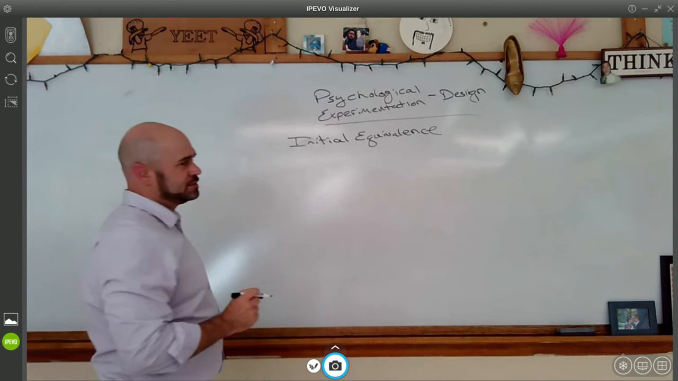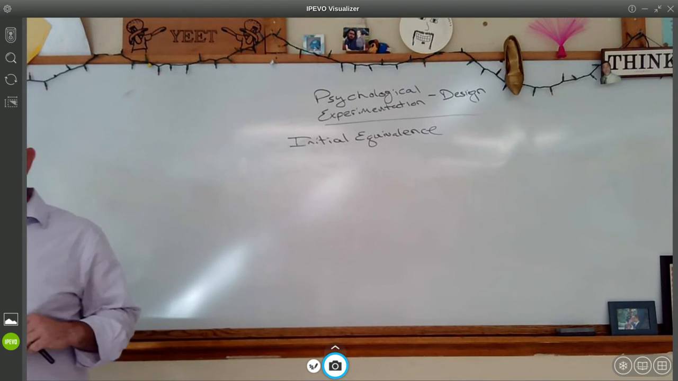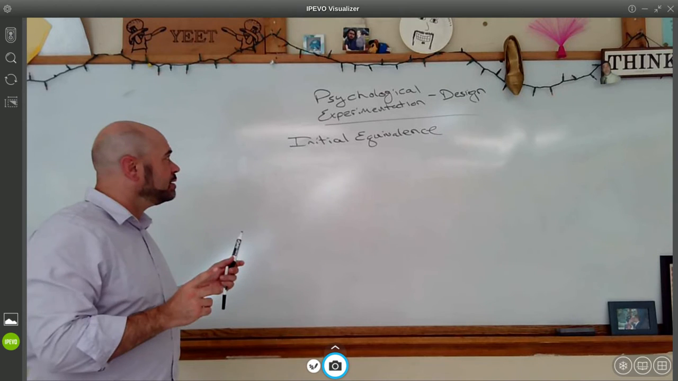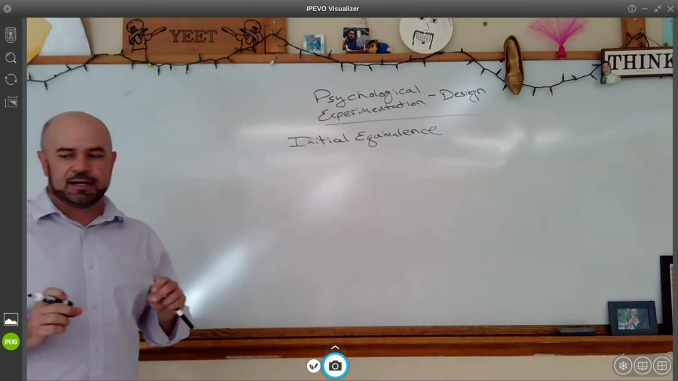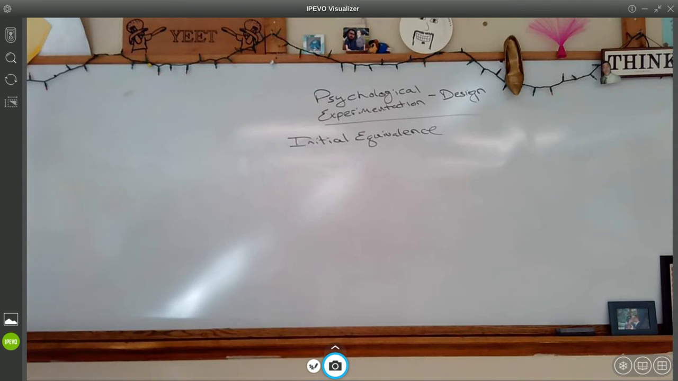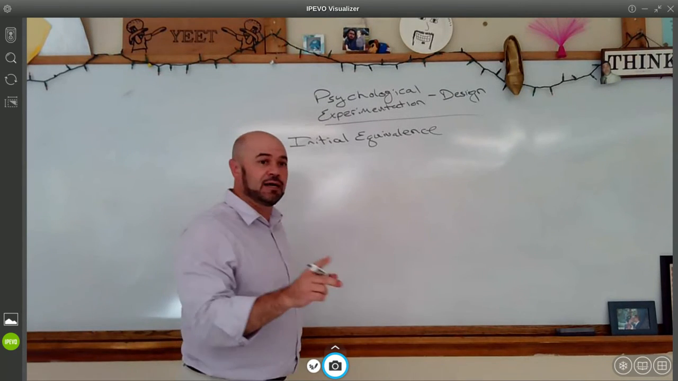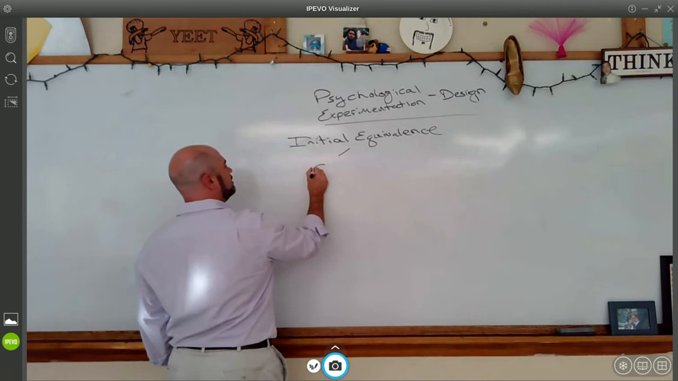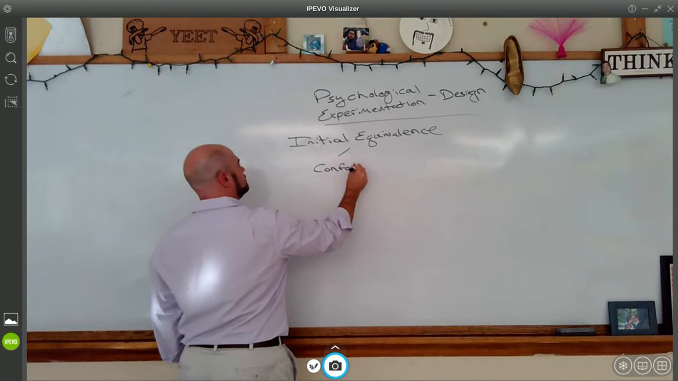Initial equivalence, right? So the idea of initial equivalence is that group that you have participating in the psychological experiment has to have some level of consistency. I'll give you a couple examples. If there is not consistency, we're going to address that as the confound.